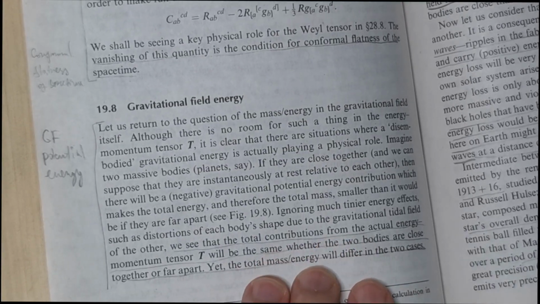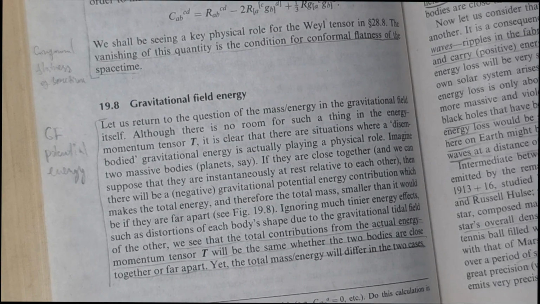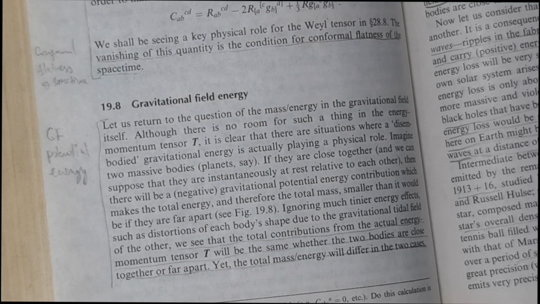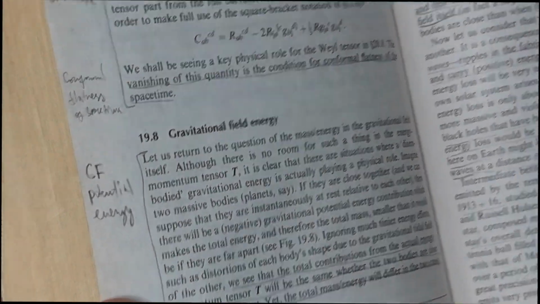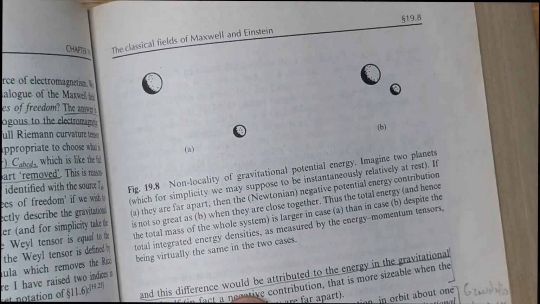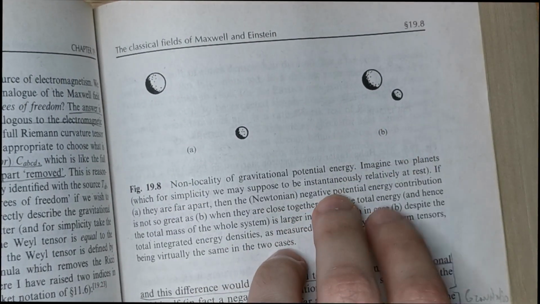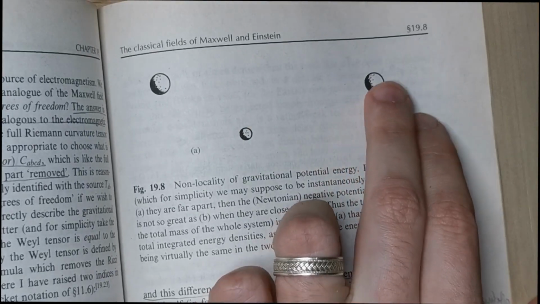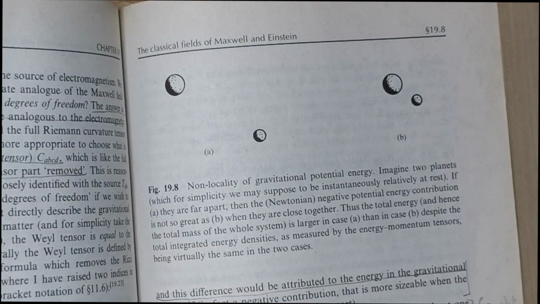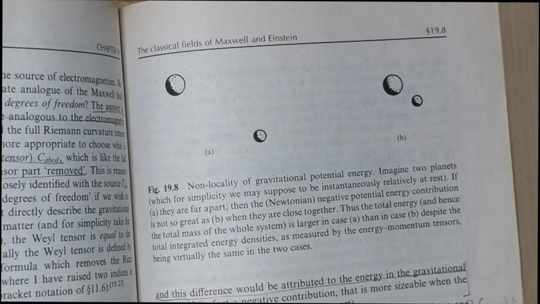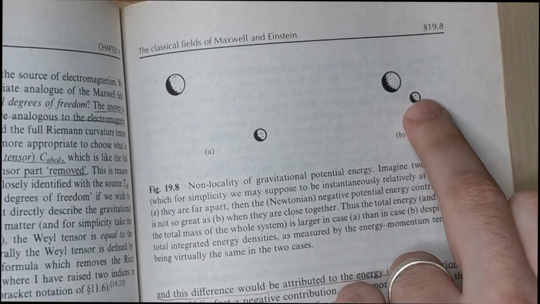So in the first paragraph here, Penrose is talking about the potential gravity field energy, and he shows us two different systems with the same bodies, where we have two bodies at different distances. We know that if they're closer, then the potential gravitational energy is probably bigger because of the closeness here.